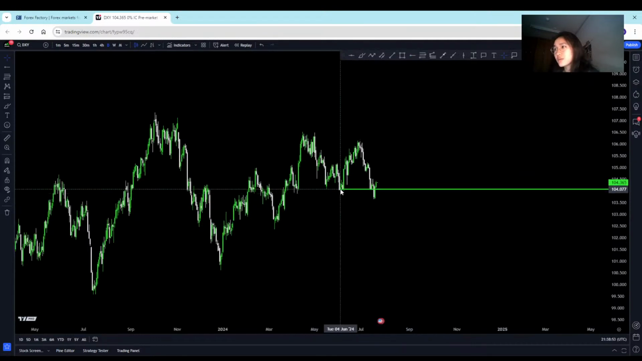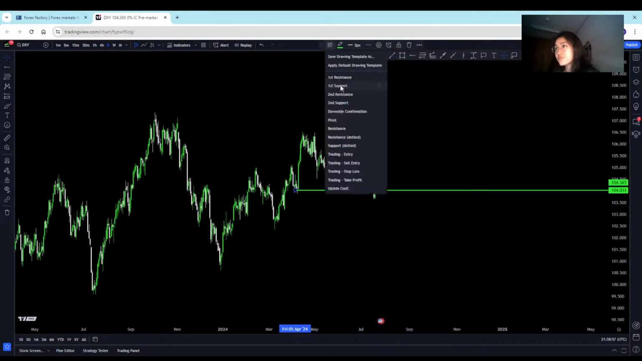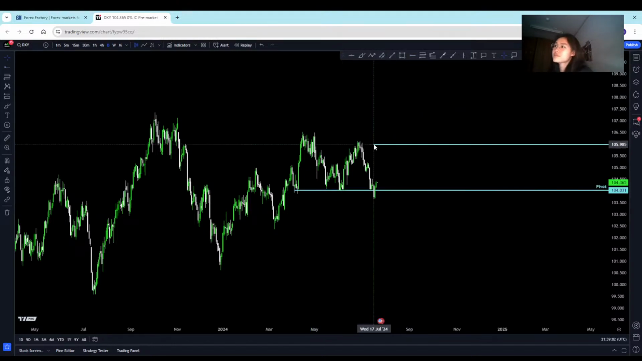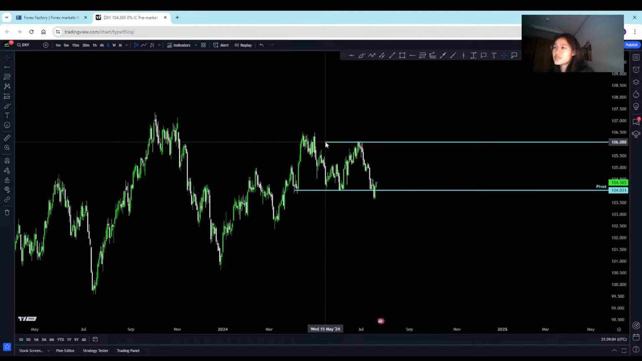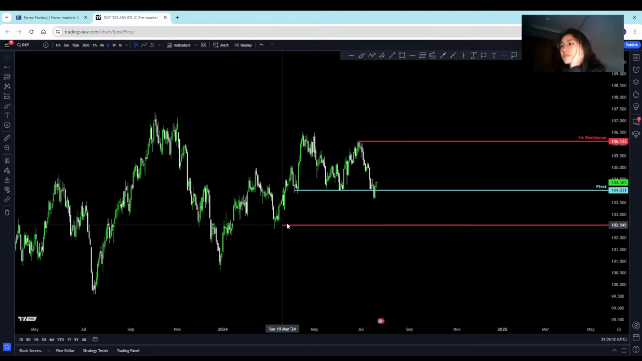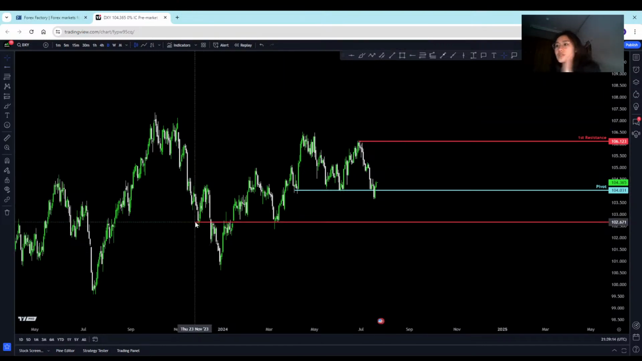My pivot will just be here at this multiple swing low. My first resistance, I'm just going to place it here. First support just at this swing low here.